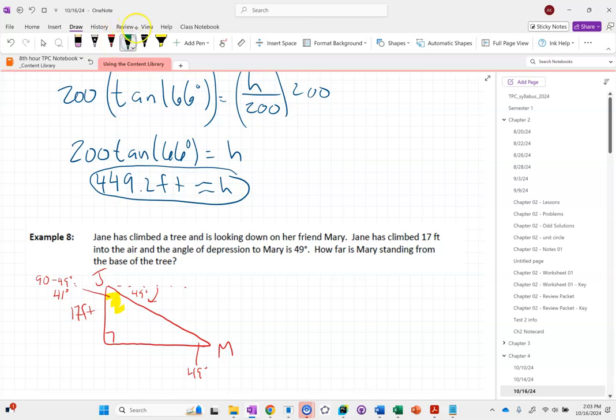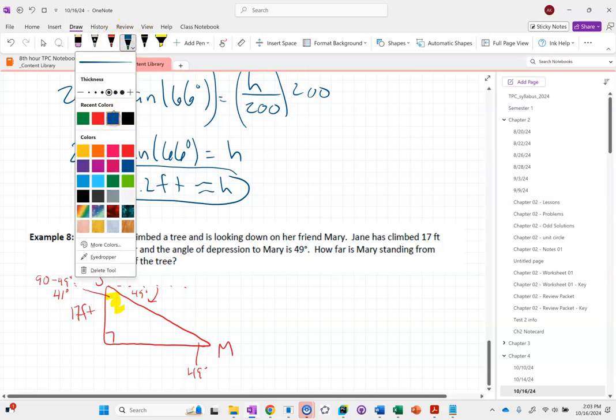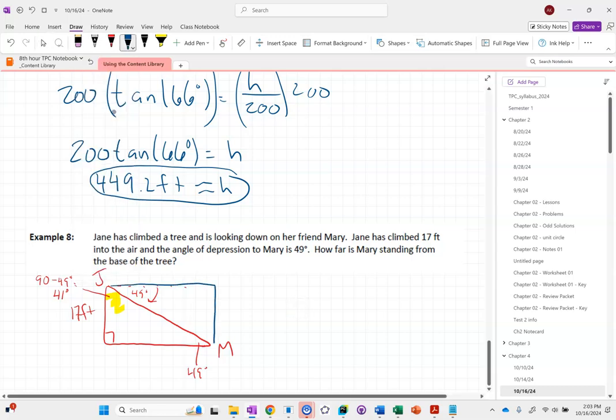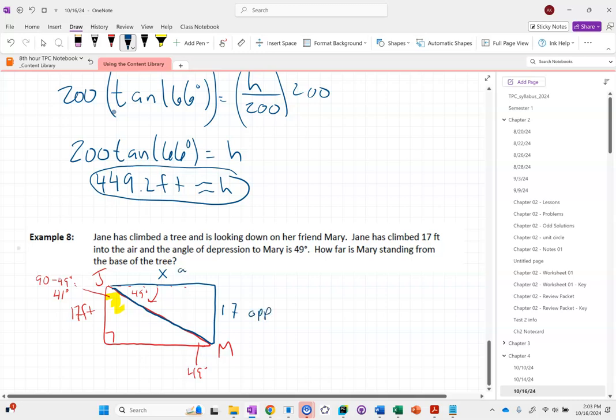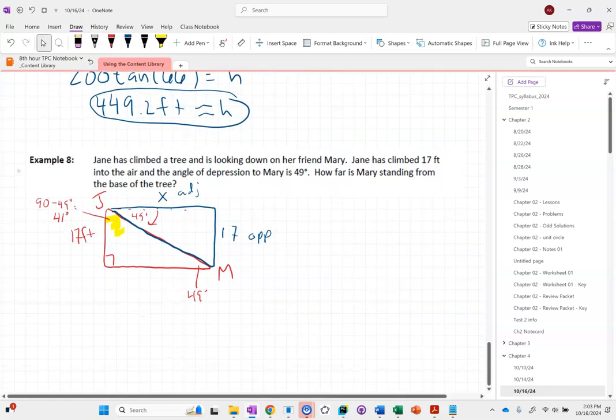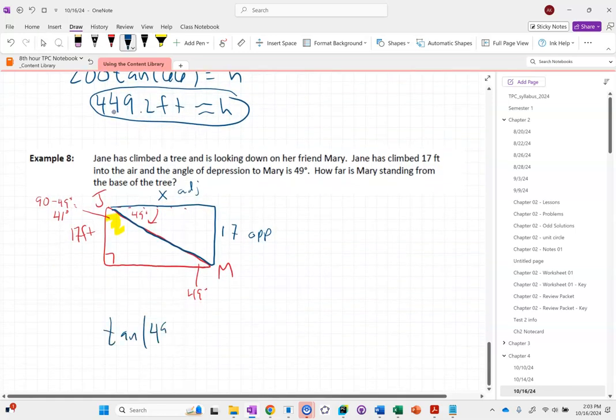So let's say that we put the 49 here, and we instead thought about this triangle. Everybody's okay with that? Still the same triangle as the red one, and just oriented in a different direction. Relative to the 49 degrees, the 17 is? Opposite. And the x is? So I need tangent, which is opposite over adjacent.